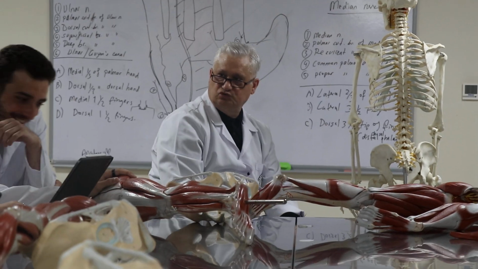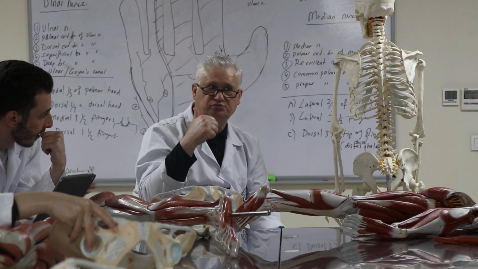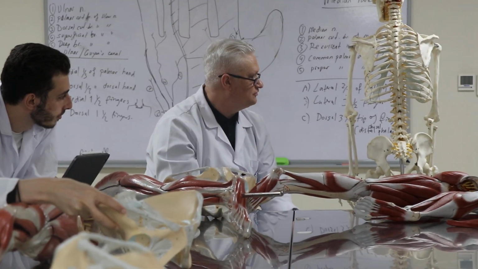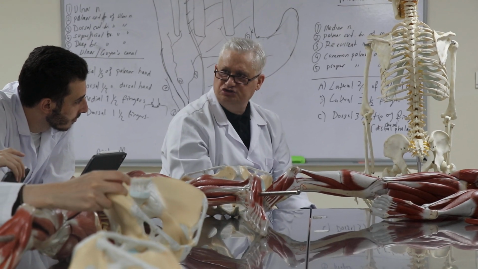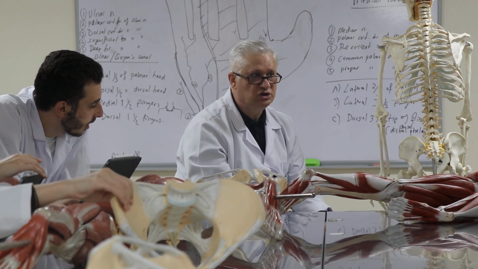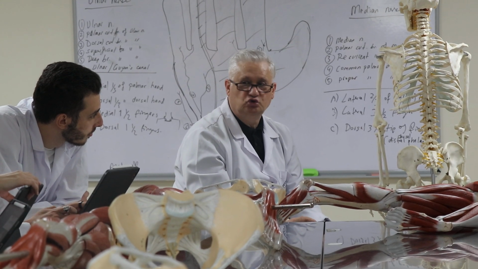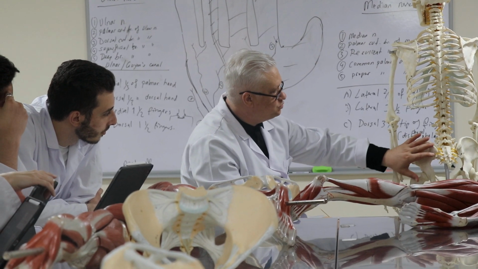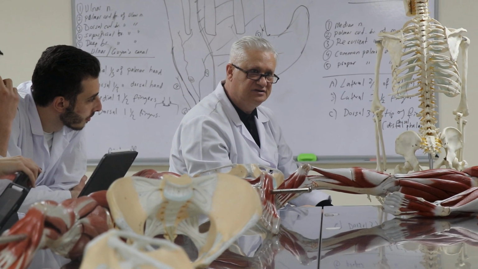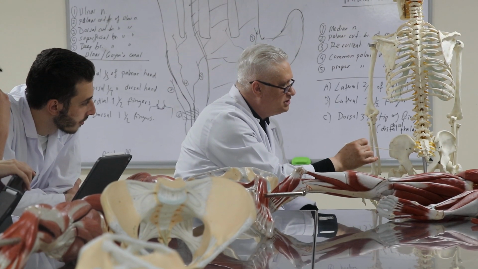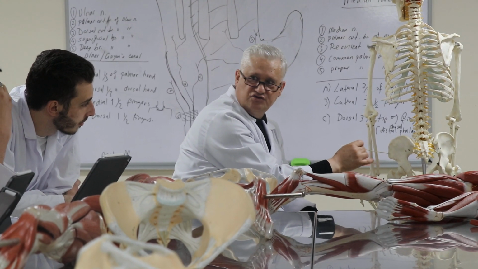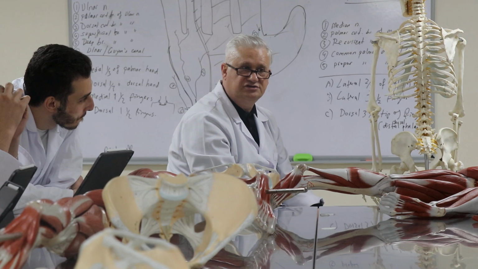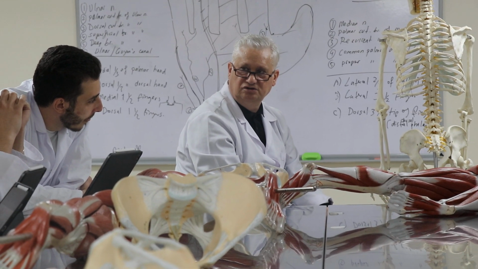So we have three muscles in the gluteal region: gluteus maximus, gluteus medius, and gluteus minimus. So we have three important muscles, and all these muscles originate from the gluteal surface. In the gluteal surface we have three lines: the posterior gluteal line, the anterior gluteal line, and then the inferior gluteal line. So these are important in attachment of the gluteal muscles.